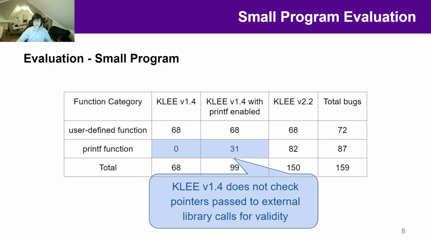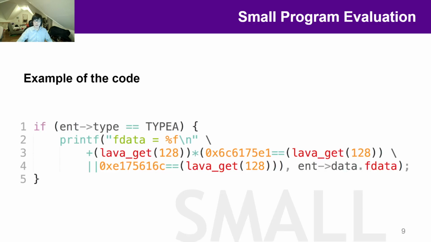We are also interested in why KLEE version 1 missed too many bugs with the printf function. First, KLEE uclibc does not include printf by default. Enabling printf at compile time will allow KLEE version 1 to detect an additional 31 bugs. Then when we investigated the remaining missed bugs, we found they were all injected into the first parameter of the printf function. Here is an example code of the buggy printf function.